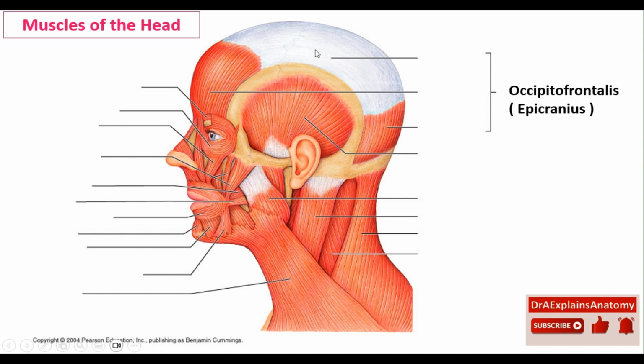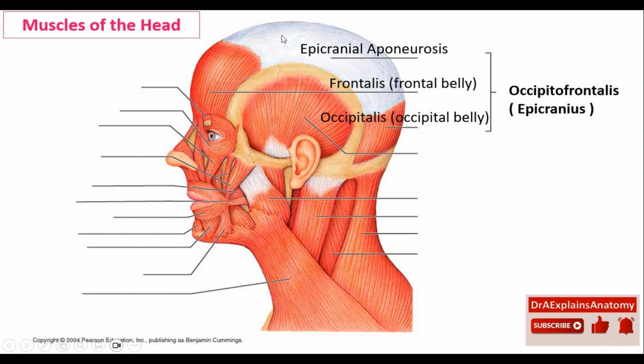This entire muscle is the occipitofrontalis muscle, also called the epicranius muscle. The epicranius muscle has two bellies. This is the frontal belly, also called the frontalis muscle. This is the occipital belly, also called the occipitalis muscle. And this right here is the epicranial aponeurosis.